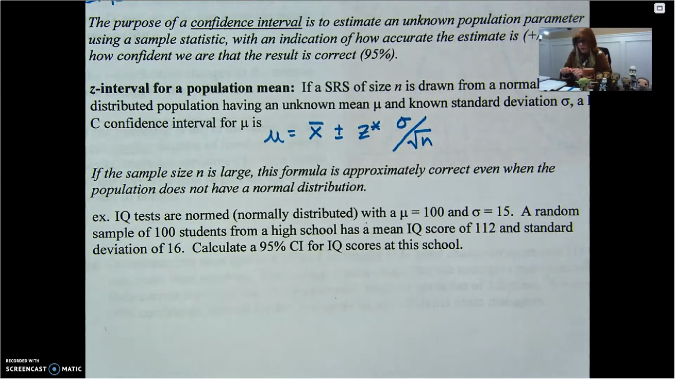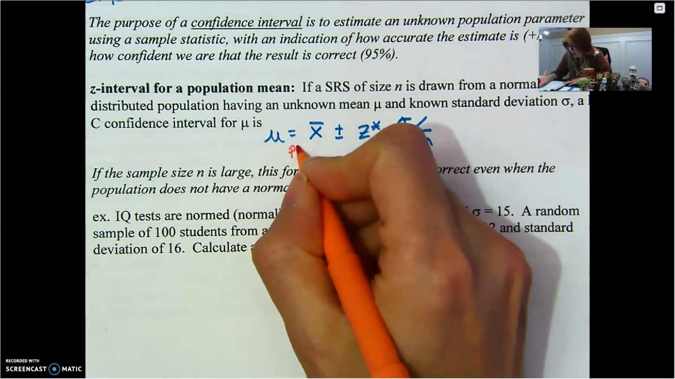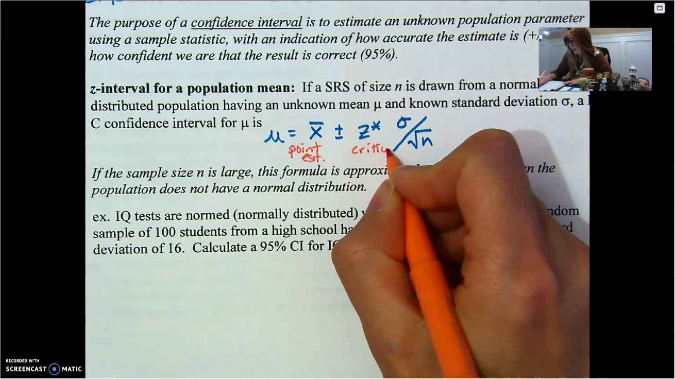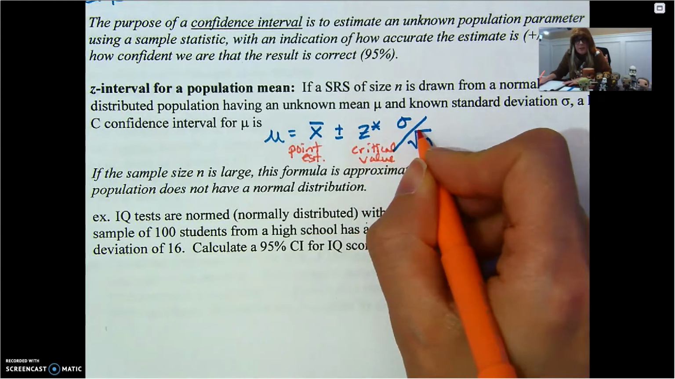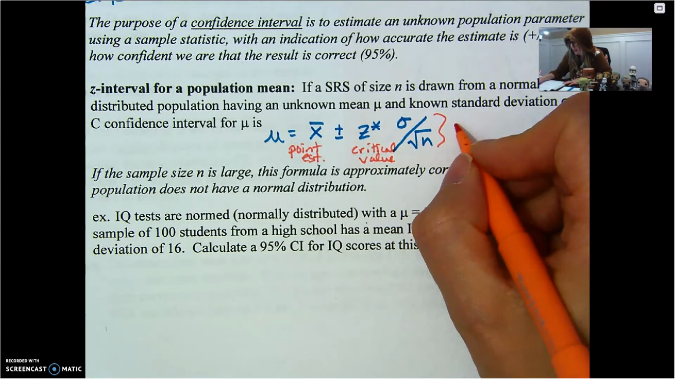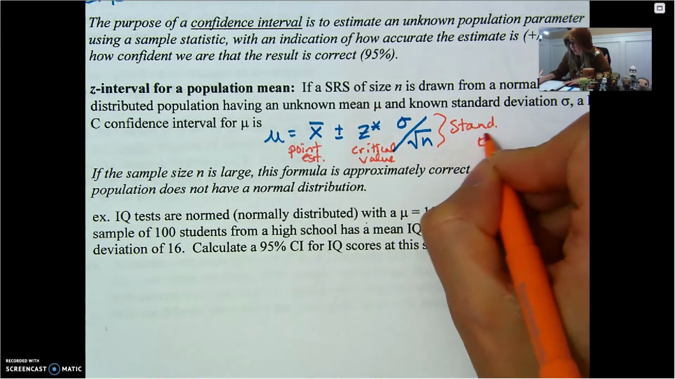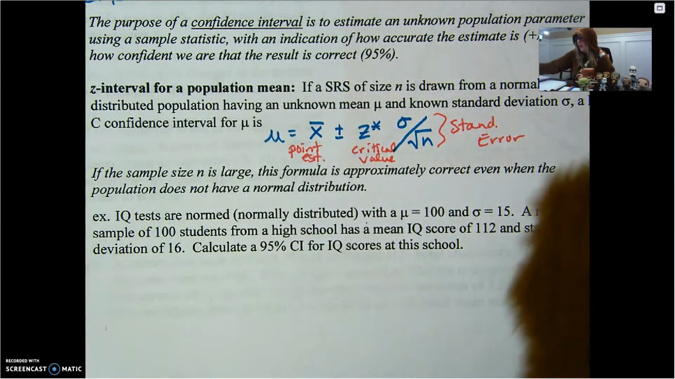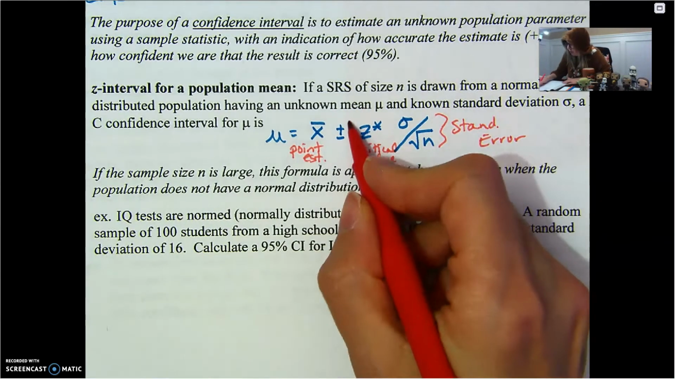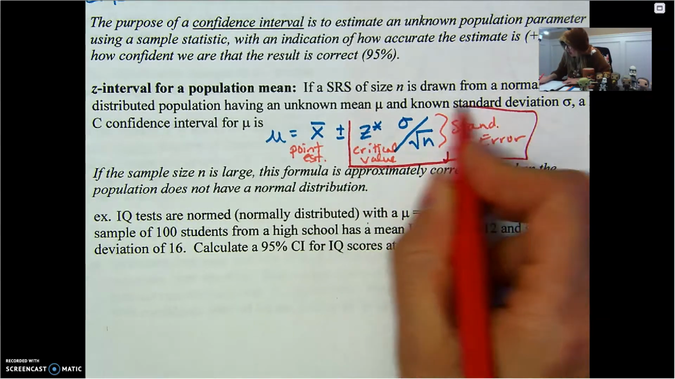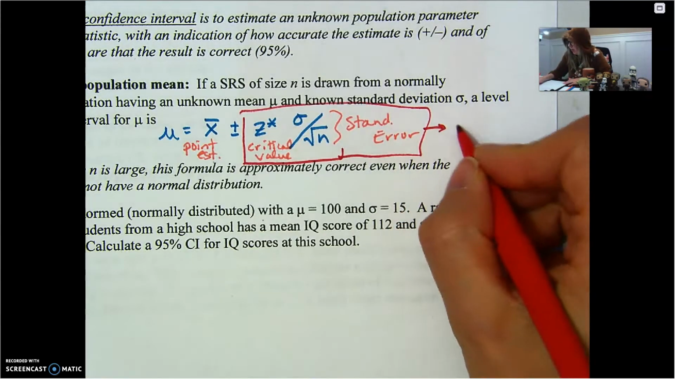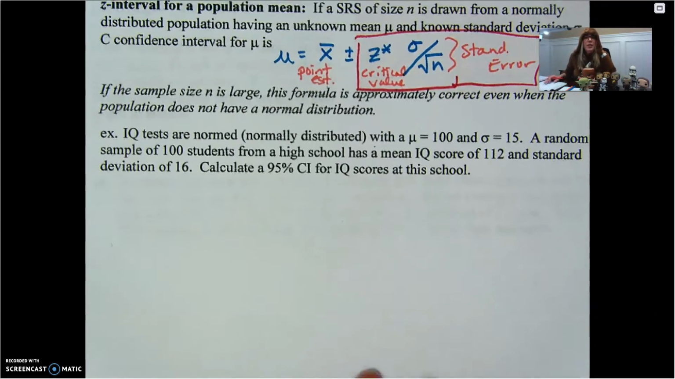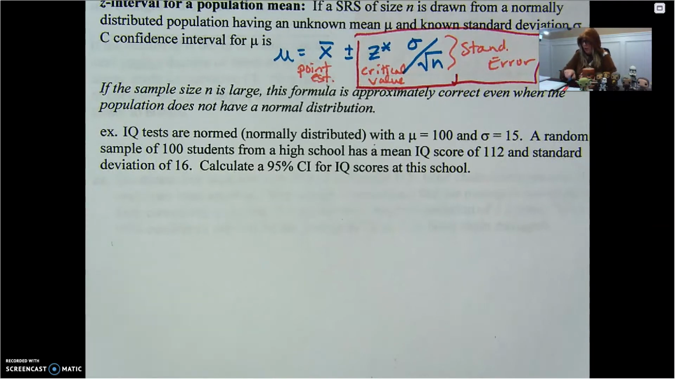A little bit of vocab here to help you out. This is your point estimate. Z star is your critical value. And then standard deviation divided by the square root of n is called the standard error. Sometimes you'll see it abbreviated in textbooks with SE. And if you do the critical value times the standard error, that has a name too. That is called the margin of error. The ME.